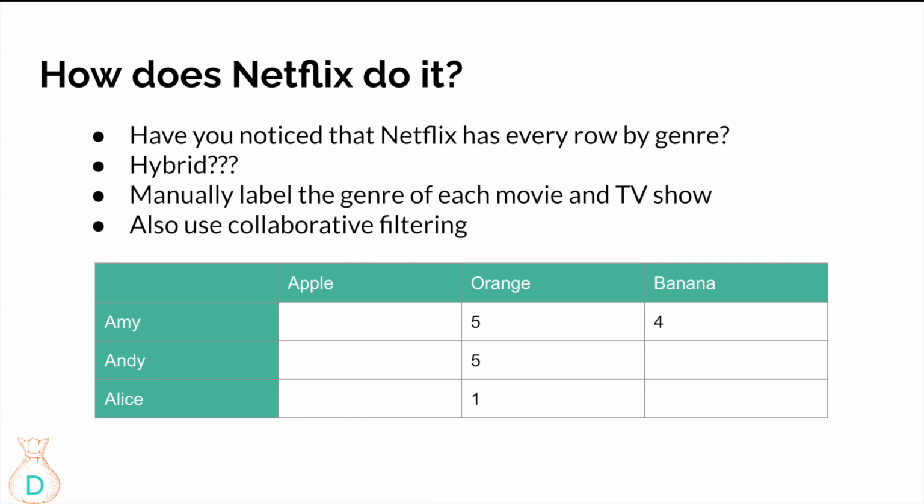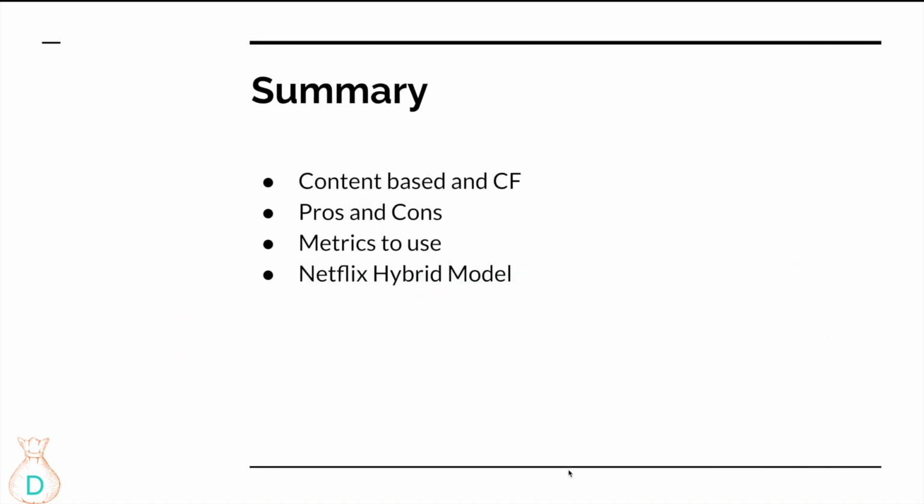In a matrix, you have users and you have products on the top. You can see that Amy and Andy are more similar because they both really like oranges, whereas Alice does not like oranges. So it seems like Amy and Andy are more similar people, and that's how you would use user similarity.